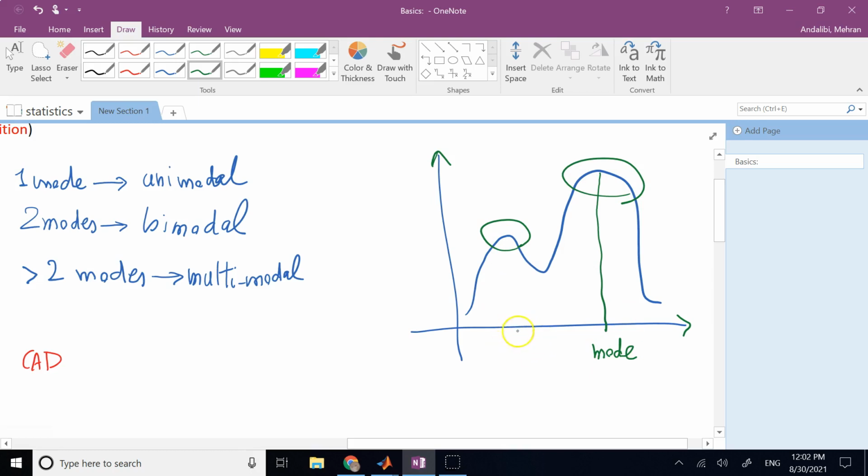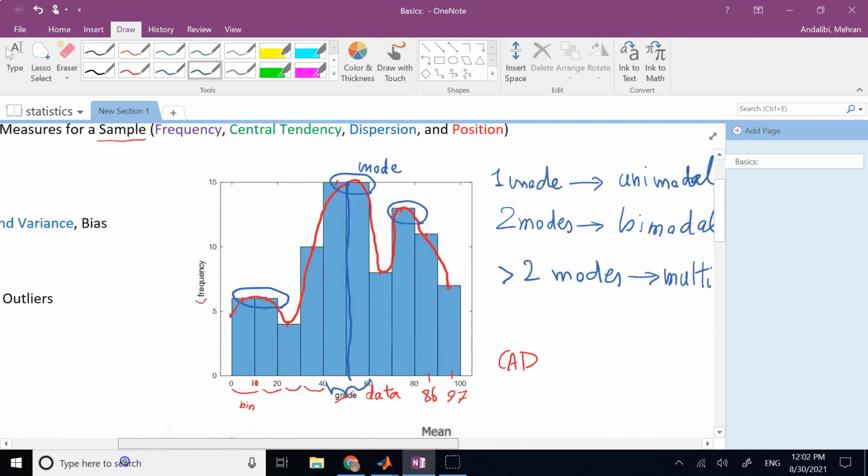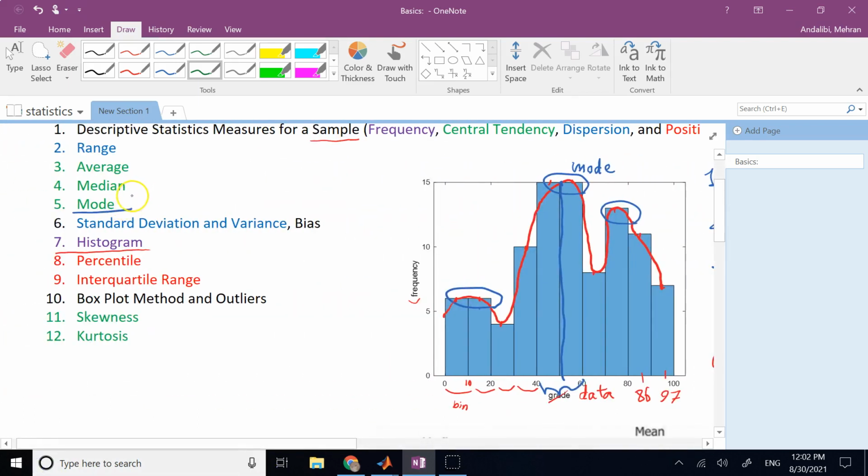This is like a mini mode, a local mode. This is like the global mode. So when we talk about this mode here, that is the only global mode, none of these small local ones. But when we describe the distribution, if you ever hear the word multimodal, it doesn't mean it has 3 peaks of the same size. Some of them could be smaller than the others. So that's the mode.